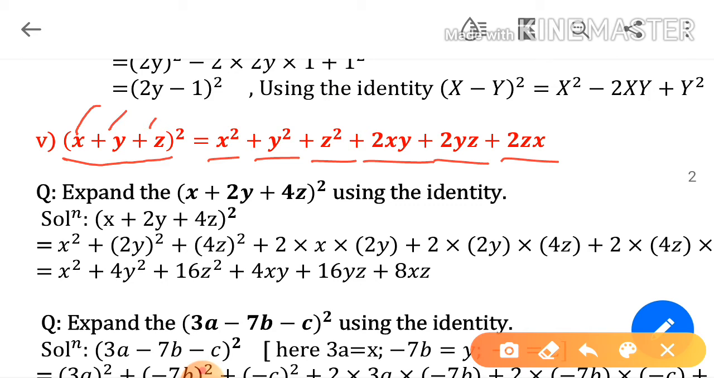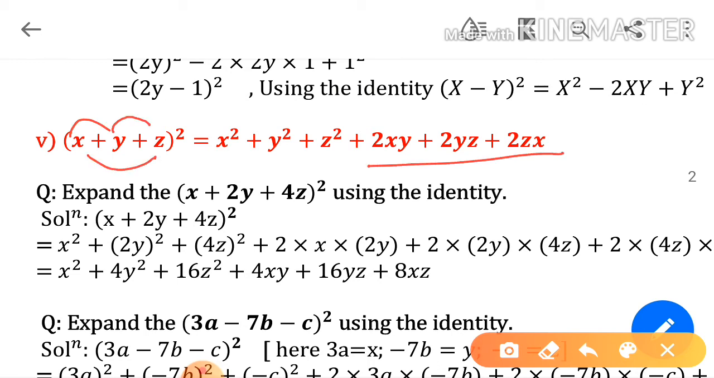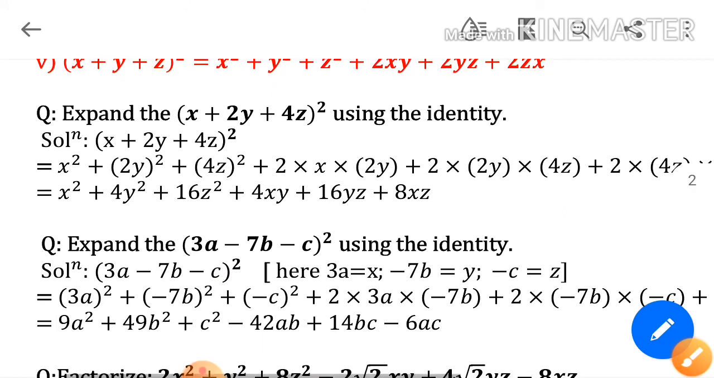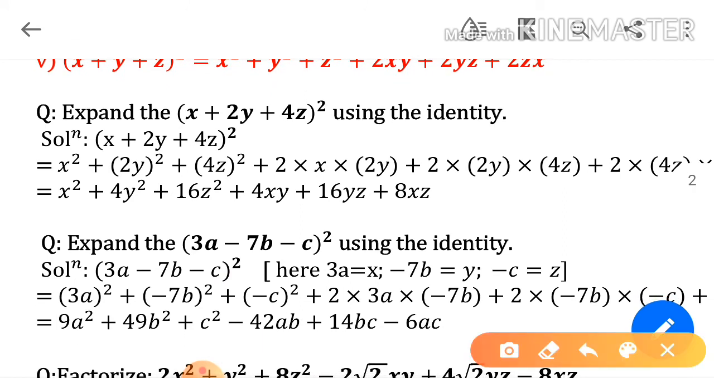After that we take two of these terms at a time and multiply by 2. That is xy into 2, 2xy, then yz, 2yz, then zx, 2zx. That is x into y, then y into z, then z into x. This formula is very easy to remember if you use this trick. Now we have to expand this quantity.